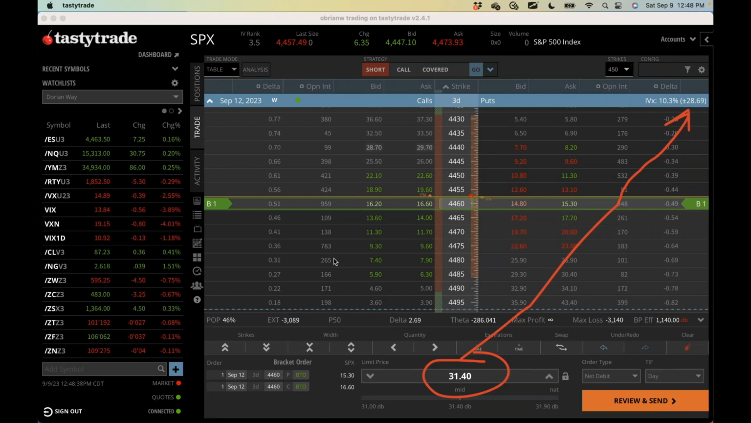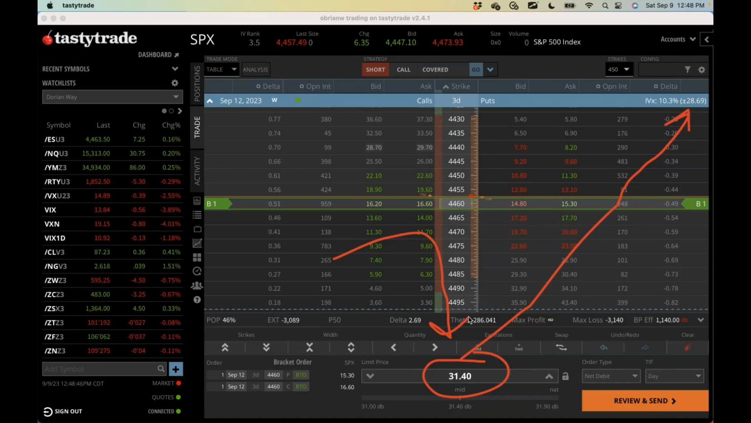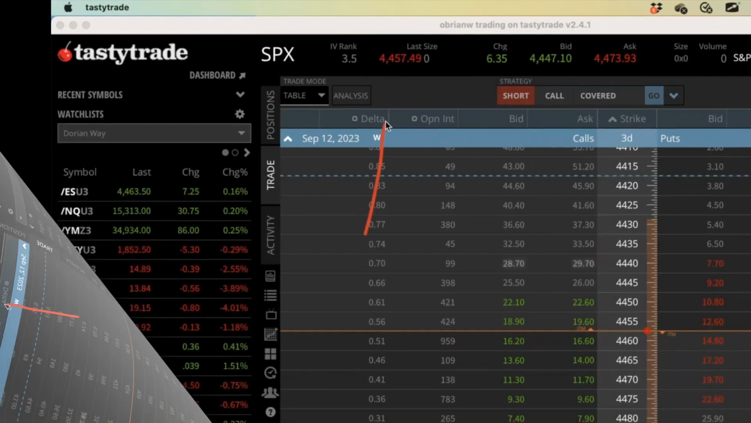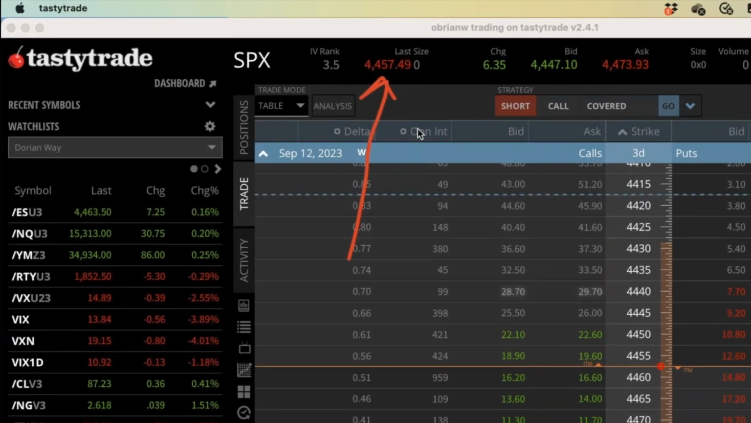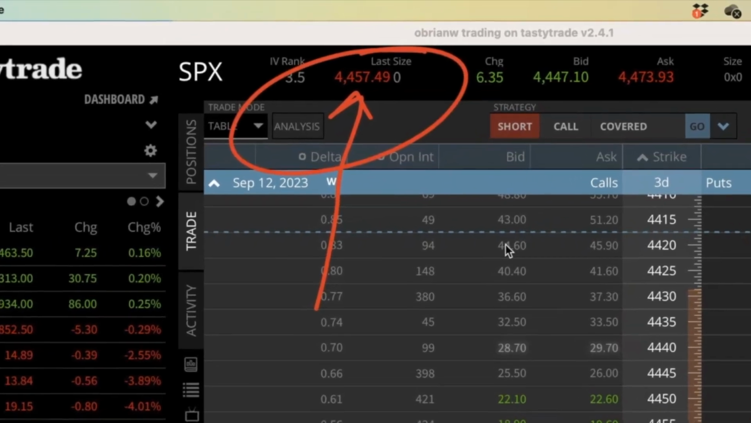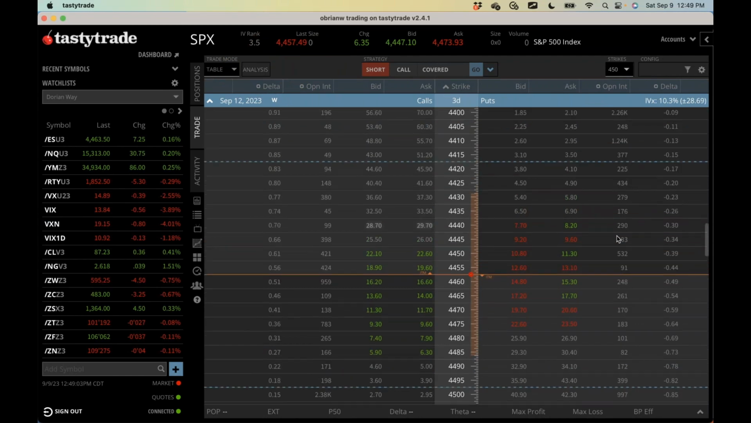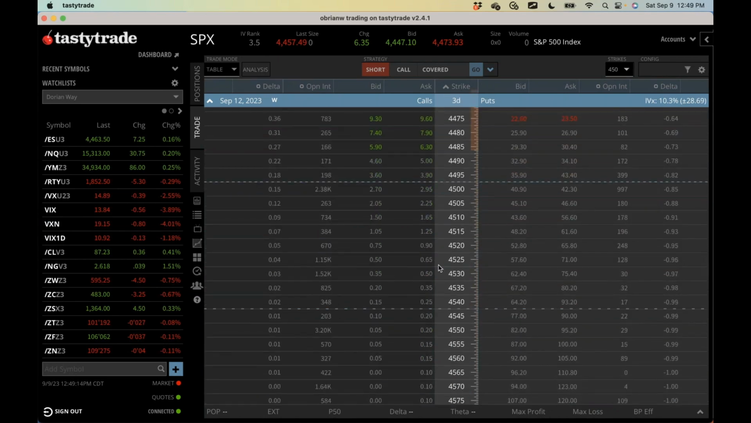Okay, so if we take this number, 31.40, rounding it to 32, and multiply 32 times 2, that's going to be 64. So we take that 64 number and add it to the last price, and then subtract it from the last price to get our call short strike and our put short strike. In this case, if we took the 44.57 and added 64 to it, that would take us to 45.21 on the call side. We don't have a 45.21, but we do have a 45.20, so we're going to put it there.